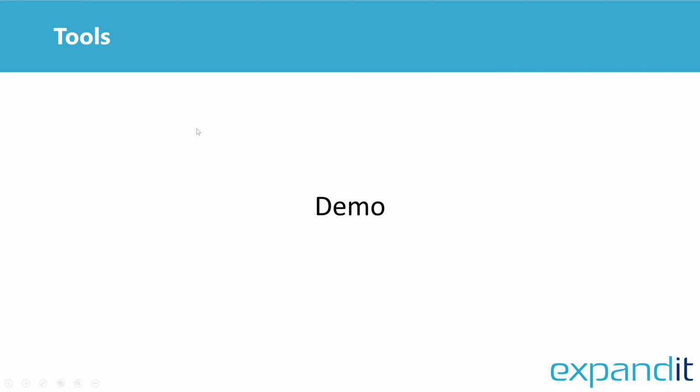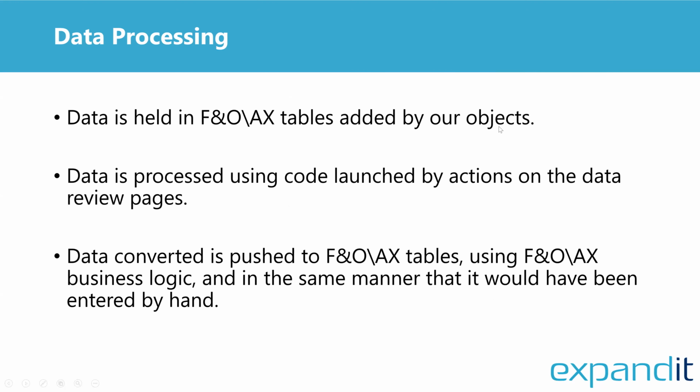So let's go ahead and go back. So now that we've talked about how data moves back and forth, we're just going to touch on a high level of what the data processing is. Remember, we talked about conversion or data processing being the same premise. So data is pushed back into F&O or AX and held in what we call holding tables within our objects. That data is then processed. So you have some review pages you can view, you can see the data, click an action of process.